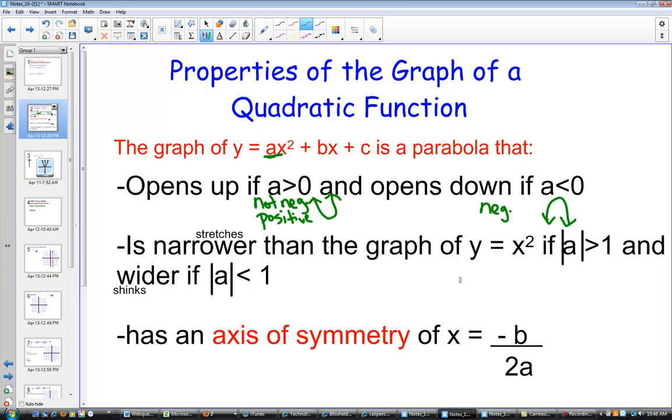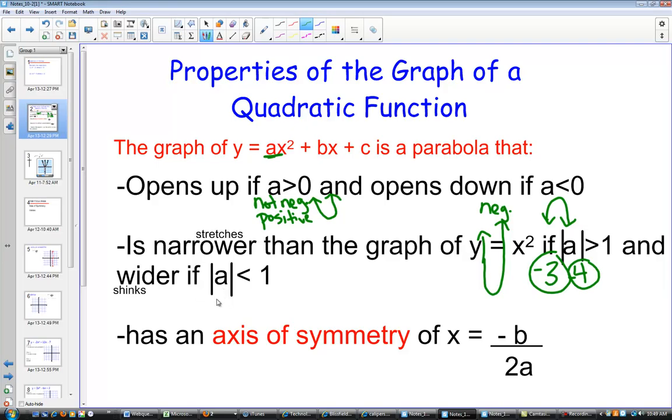The next thing is if the value of a is greater than 1, meaning like 3 or 4, or it could be negative 4. The absolute value has to be bigger than 1, because the negative is just saying if it's going to open down or up. If the absolute value is greater than 1, then it's going to stretch the parabola. It's going to make it really long and skinny, stretch it or make it narrower.